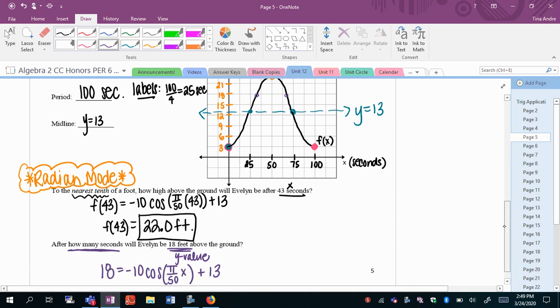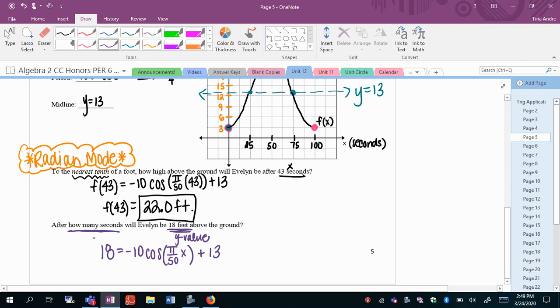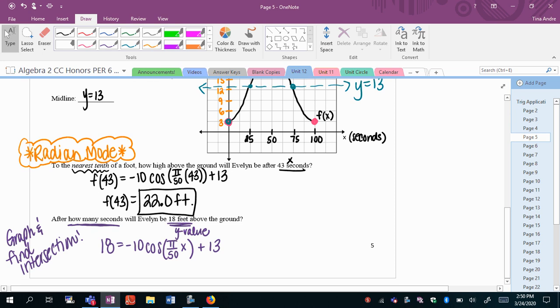So what I need to do is go into the calculator, and we really just care about after how many seconds. Initially, the first time around, I don't care about when it happens the second time, according to this question. So we're going to graph y equals 18 and f of x equals negative 10 cosine of pi over 50 x plus 13. You're going to graph it and then find the intersection. So graph and find intersection. Go ahead and pause the video, take a minute to actually work through that, to graph it and find the intersection, and then replay and let's get an answer and hopefully we'll agree.